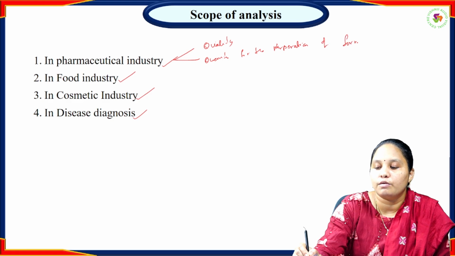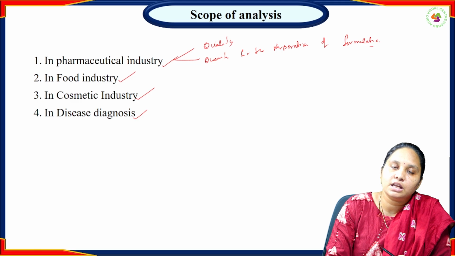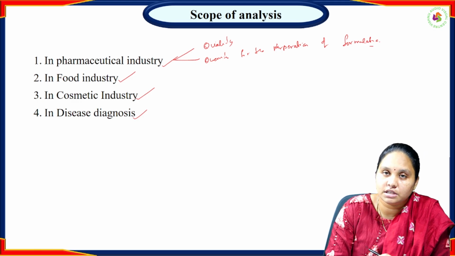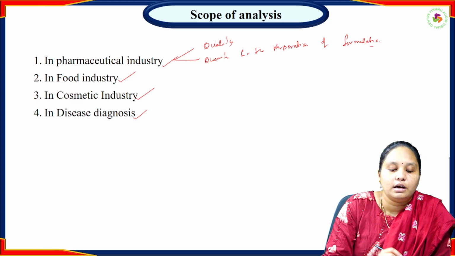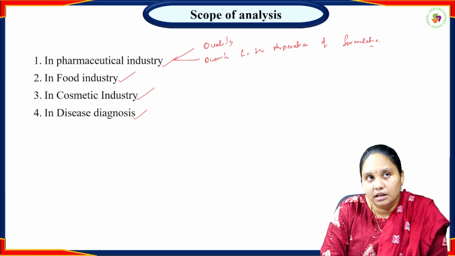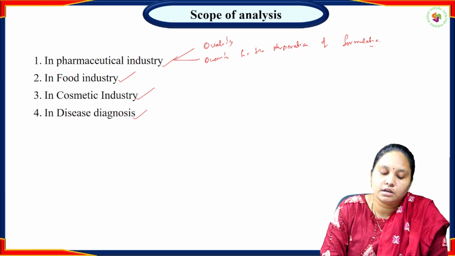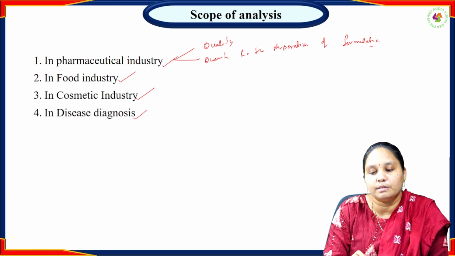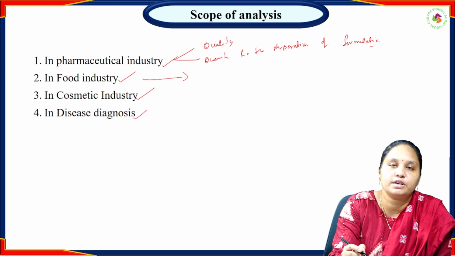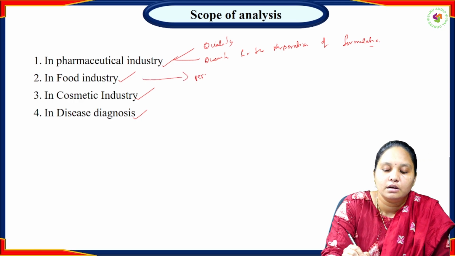For the preparation of formulation, all these things are done by the pharmaceutical analysis, pharmaceutical industries, this subject. In the food industry, this pharmaceutical analysis subject is useful for the identification of preservative levels.